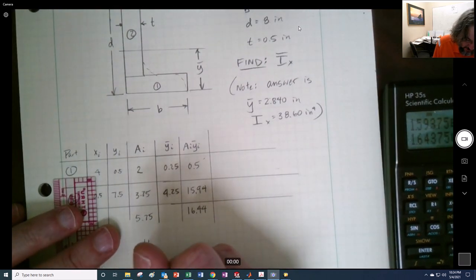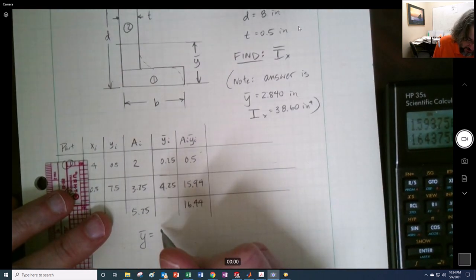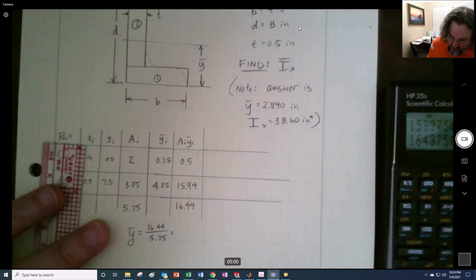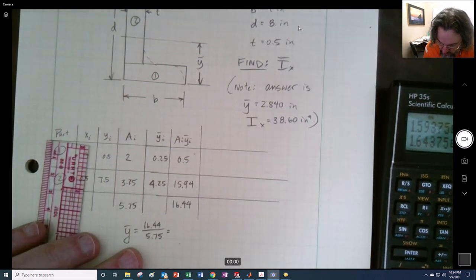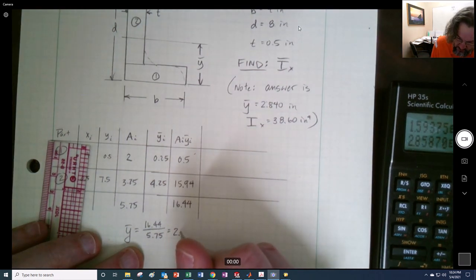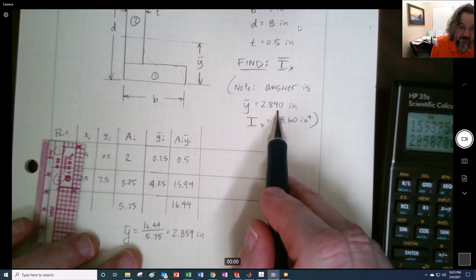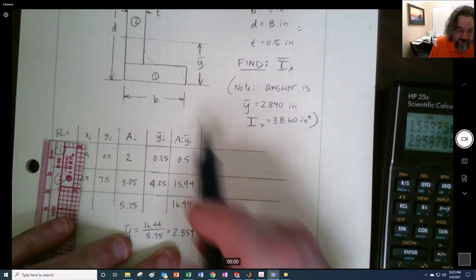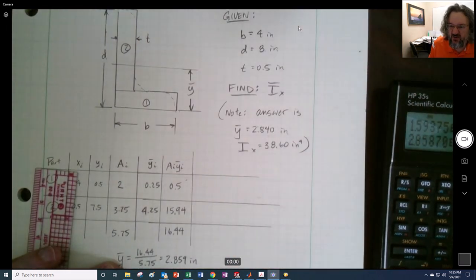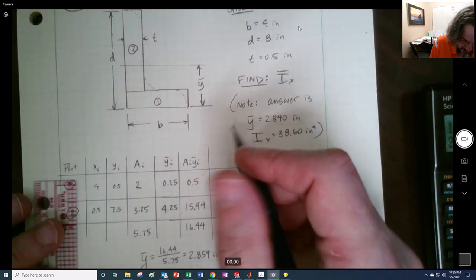So our y bar is going to be 16.44 divided by 5.75. So 5.75 divided, we get 2.859. We can see that we're off by a little bit, all right? That's all the fillet's fault. It's Phil's fault. But let's continue with this anyway.